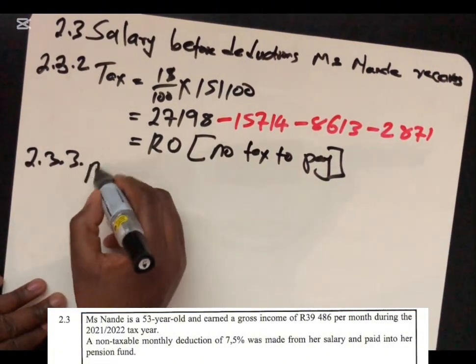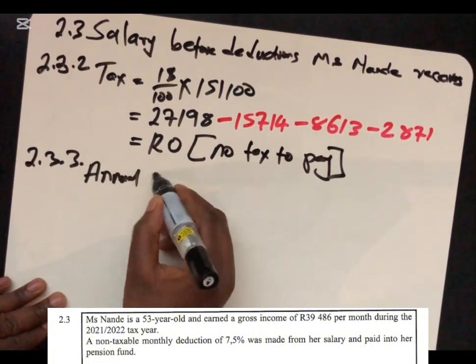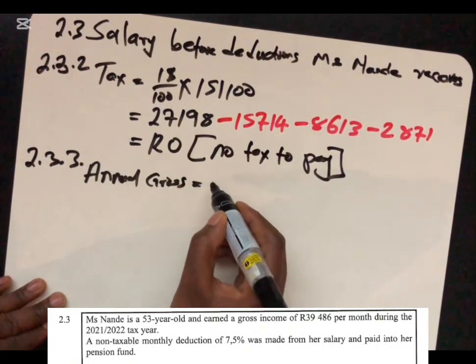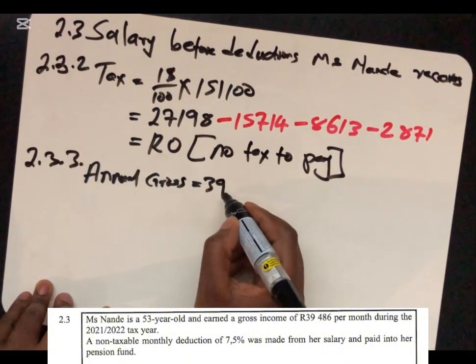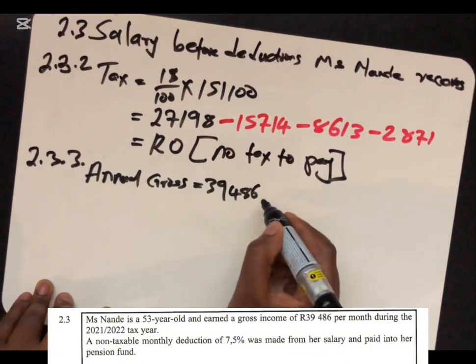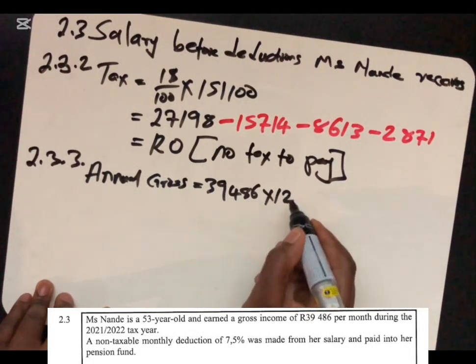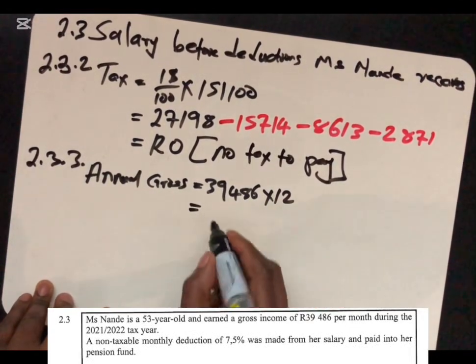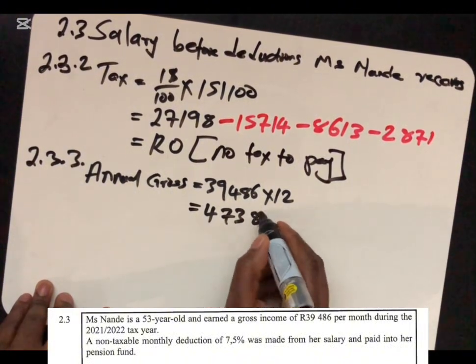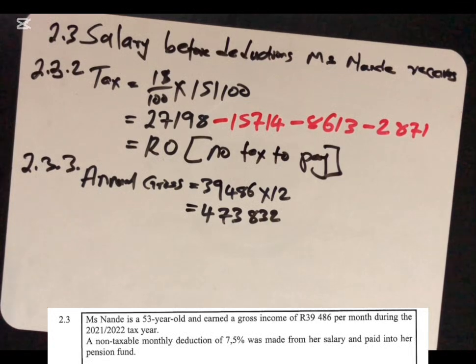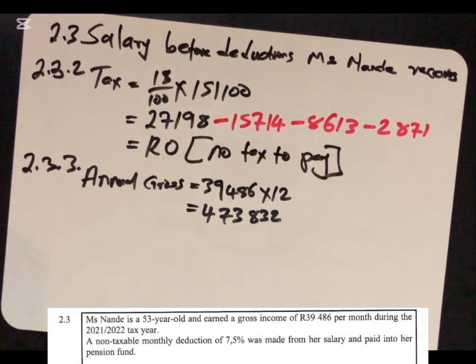So the annual gross is going to be the monthly gross of 39,486. We multiply this by 12. We found that in a year this person is receiving 473,832. This is the amount this lady received in a year. It is a gross income.